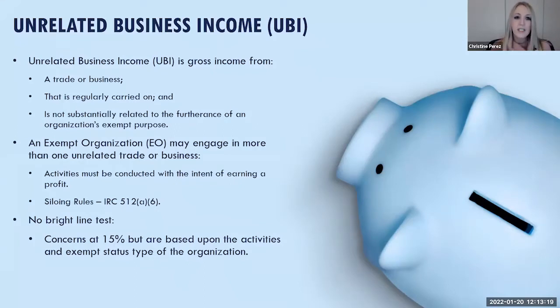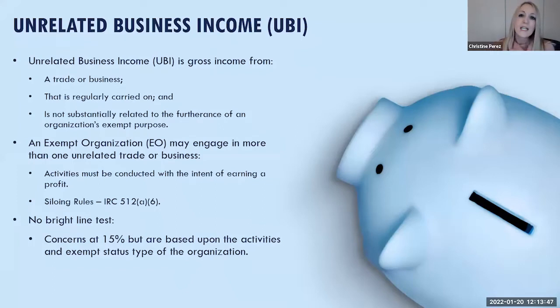We need our activity to be done regularly, and it doesn't otherwise meet our mission. Typically, when we think about this, a lot of times the first two items are pretty self-evident. But the third test, where it's not substantially related to our mission, is typically the piece that we spend more time doing an analysis on. And that's usually where organizations spend some time determining whether we really do need to split out UBI.